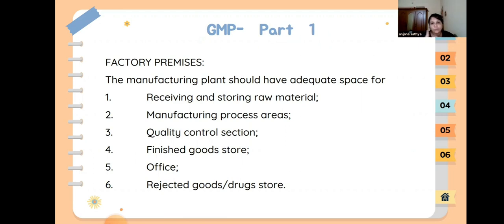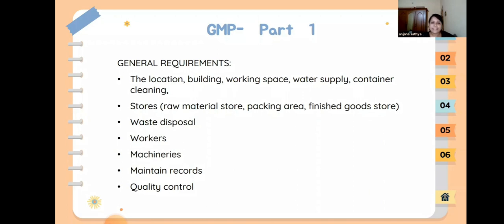So factory premises. The manufacturing unit must have adequate space for receiving and storing raw materials, manufacturing process areas, quality control section, finished goods store, office and rejected goods or drug store. So first, the raw material section: you have to have a space for storing and receiving raw material, manufacturing process area, quality control section, finished product section, rejected goods store, and you have to have an office space also.